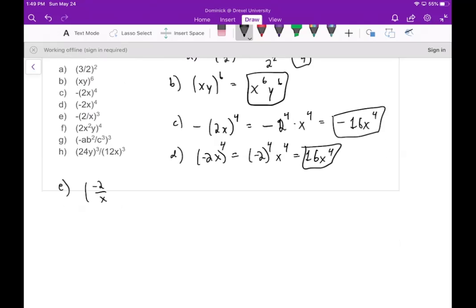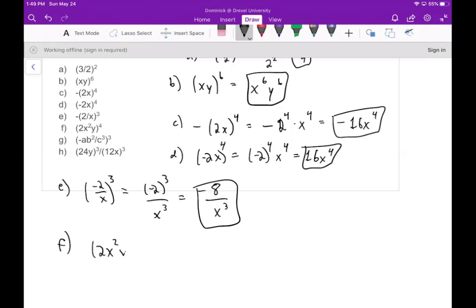Part E, we have negative 2 over x all to the third. So this is negative 2 to the third over x to the third. So this is negative 8 over x to the third. Okay, part F, we have 2x squared y to the fourth. So now in slow motion, we just raise each of these things to the fourth power. Well, 2 to the fourth we just saw was 16. Then we have x squared to the fourth, so that's x to the eighth. And then y to the fourth is just y to the fourth.